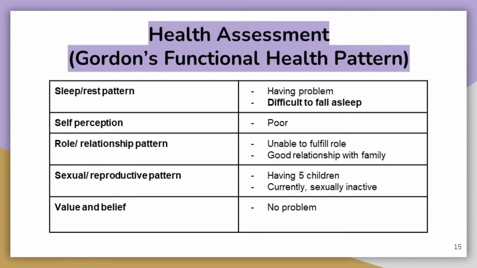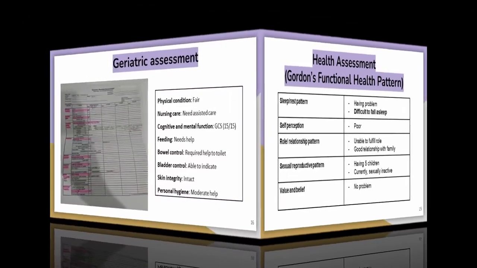Role and relationship pattern. The patient claimed to be unable to fulfill his role responsibility as a breadwinner of the family and as a father due to his weakness. He has good relationship with his children and wife. Sexual and reproductive pattern. The patient is currently sexually inactive. Coping or stress tolerance pattern. Patient claims to be a bit stressed and frustrated due to his current illness. Value and belief pattern. The patient has no problem with his religious practice. He still can perform his religious practice.